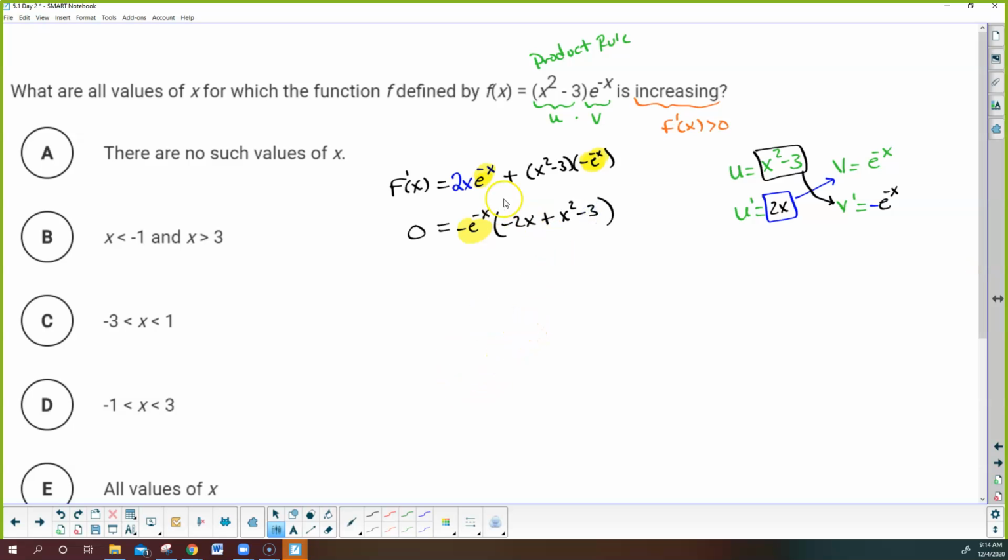Okay? Now that looks not awesome, but it actually helps us. We can do our zero product property. This first factor could be equal to 0, and then the trinomial. But I'm going to rewrite the order of this trinomial so it just looks better.